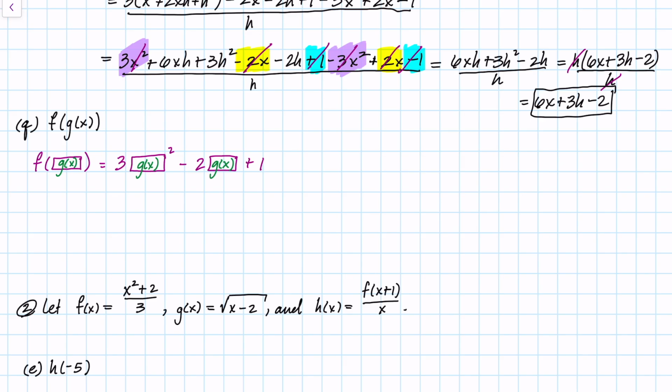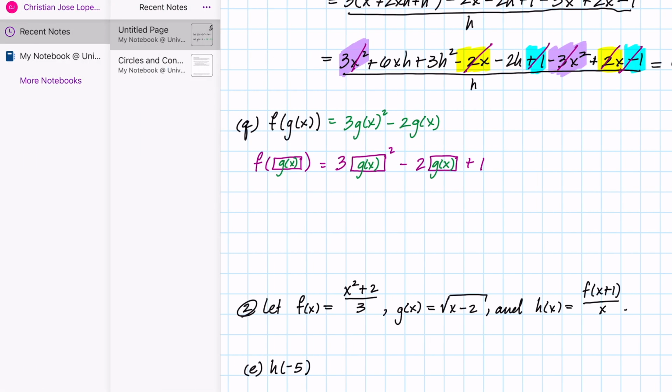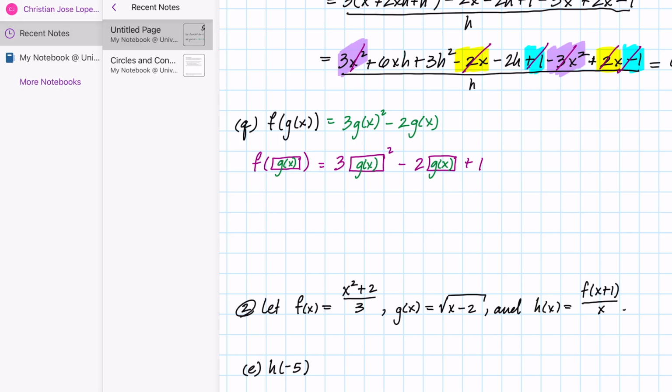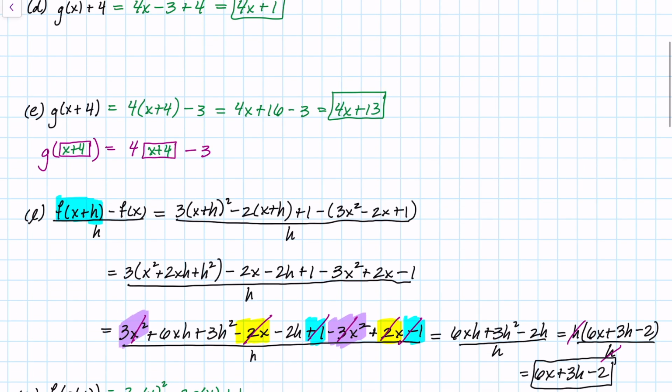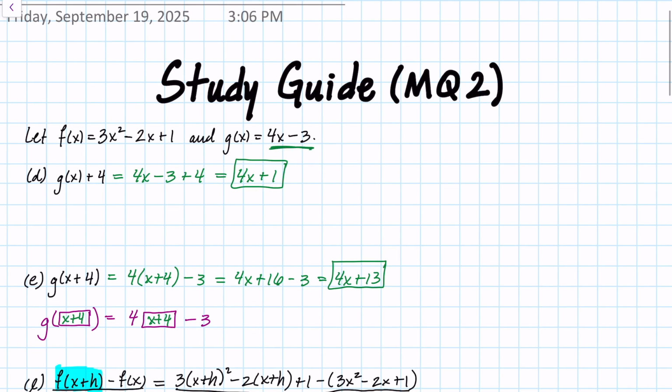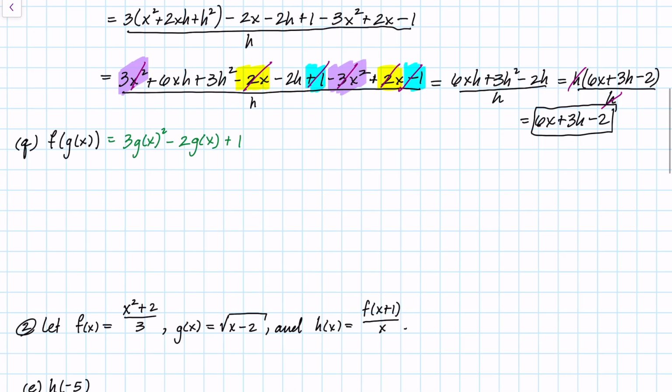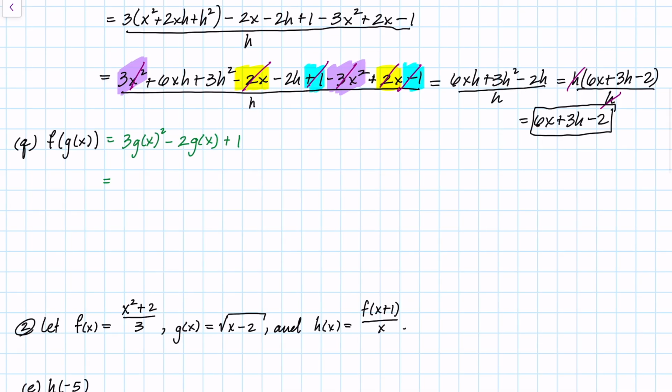Okay. So this actually becomes, let me do it in green maybe, 3 times g of x squared minus 2g of x plus 1. Okay. And I'm going to get rid of this because I'm going to need more space. Now I have a formula for g of x. And g of x is given by this expression right here, 4x minus 3. Okay? So I'm going to just rewrite g of x as 4x minus 3.